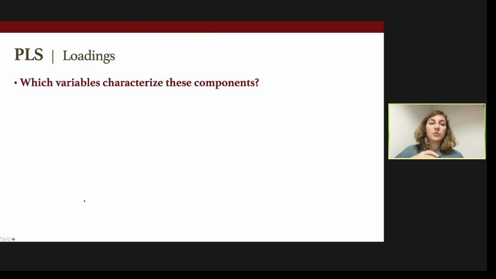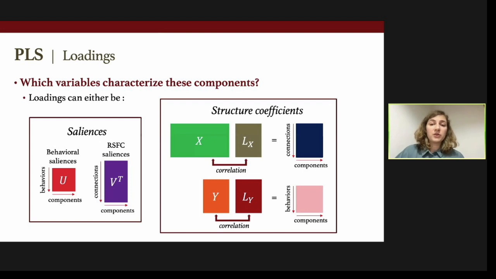Next, we're interested in interpreting these components, so we want to know which variables drive or characterize these components. And this is often assessed in terms of loadings, which can either be the saliences or the structural coefficients, which are the correlations between the original variables and latent variables. Either way, we will have a set of imaging loadings for each component and a set of behavioral loadings for each component. And both saliences and structural coefficients are used in the literature.